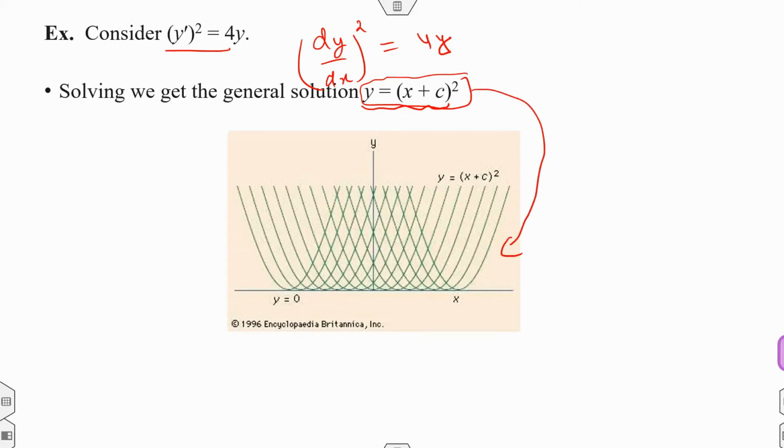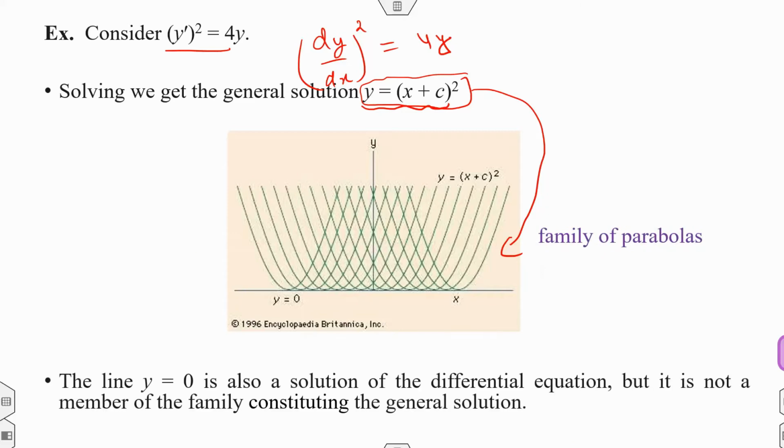Now observe that y is equal to 0 is a solution of the differential equation. You can easily check that y is equal to 0 satisfies the differential equation, but you cannot get it from the general solution. If you put any c, you cannot get y is equal to 0 as the solution. So you can easily see that the singular solution cannot be obtained from the general solution by putting some constant.